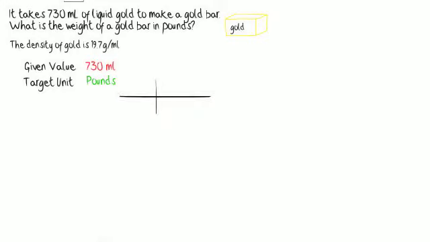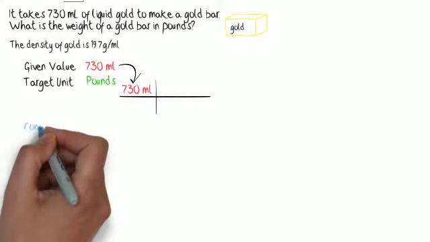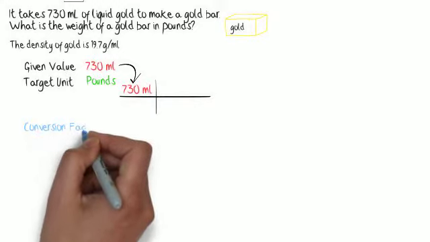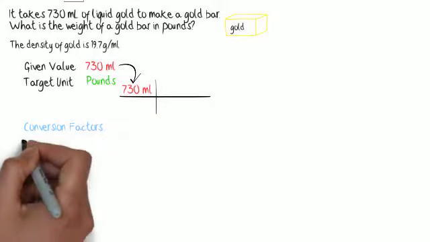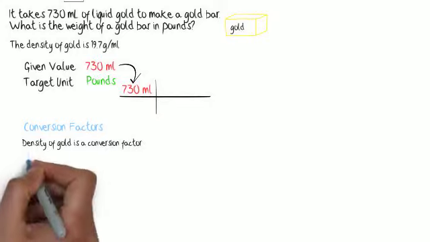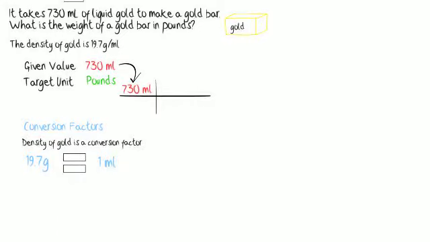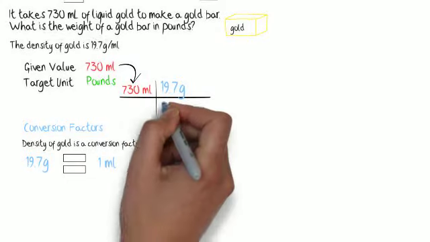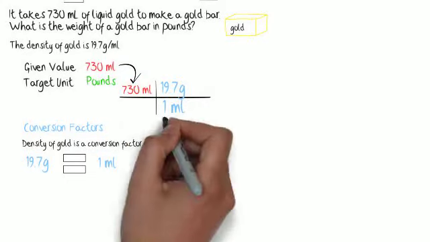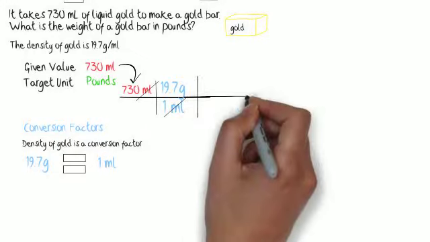So, 730 milliliters will be our starting point, and will go right here on our dimension analysis bracket, and then we use our conversion factors. And as I said, since the density of gold is a conversion factor for us, the 19.7 grams per milliliter means that for every 19.7 grams, you have 1 milliliter, or 19.7 grams equals 1 milliliter. So we can use that to convert from milliliters to grams. 19.7 grams goes on top, 1 milliliter goes on the bottom. It allows us to cancel out the milliliters.